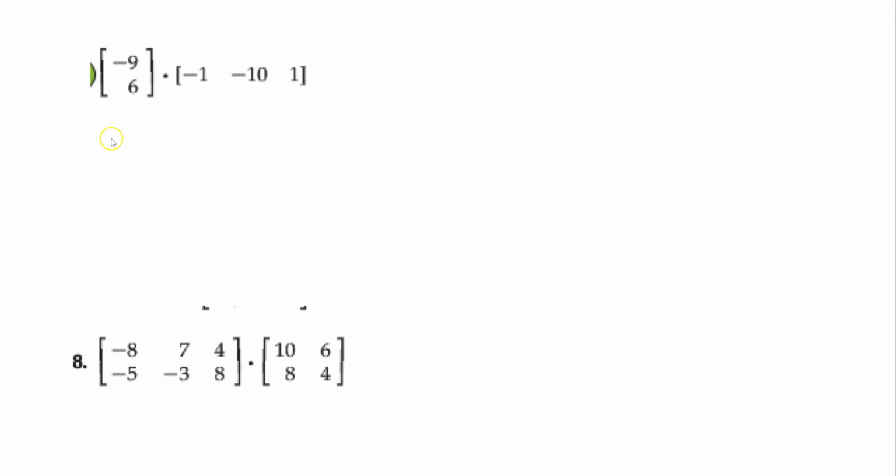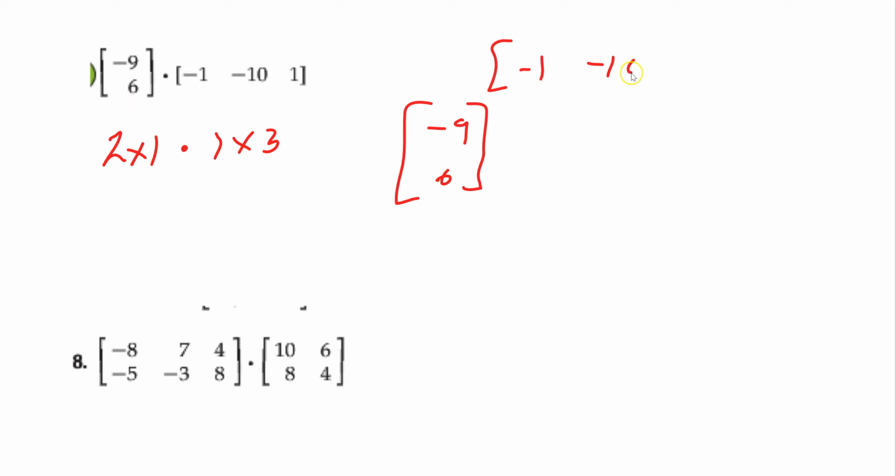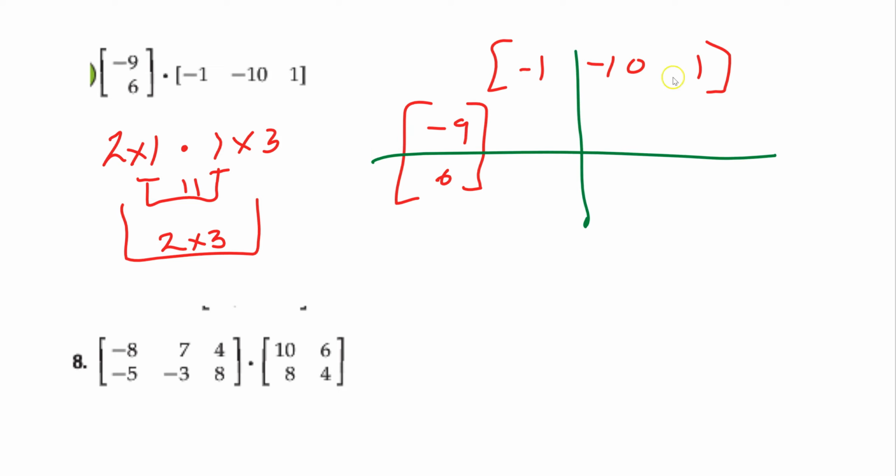Let's see, this one is a 2 by 1, and this is a 1 by 3. So another one we can multiply. Yay! So again, I'm just going to rewrite it. This is one of the last ones I do by hand. Right, so up here, negative 1, negative 10, 1. Now we keep on forgetting, I should check what we get. We're going to get a 2 by 3. So remember, where there's a space, put a line. It's a divider. And look at it, we get a 2 by 3.